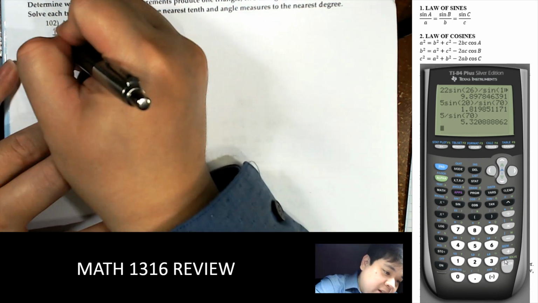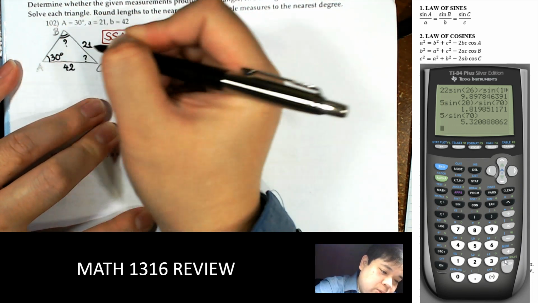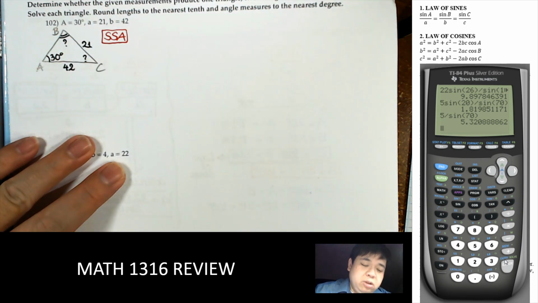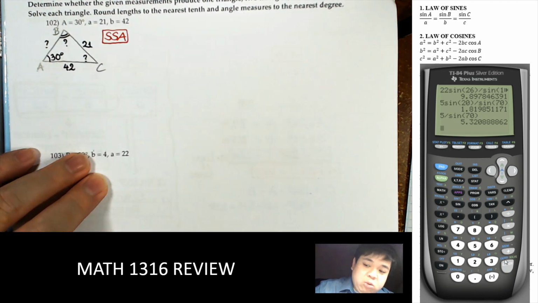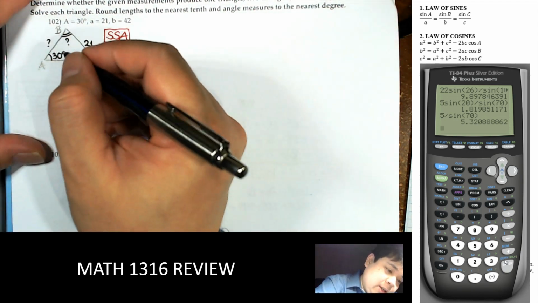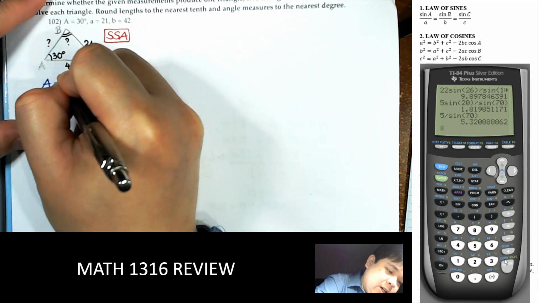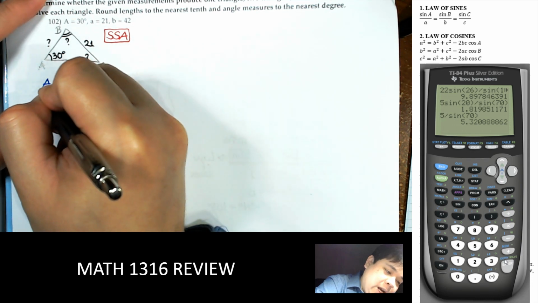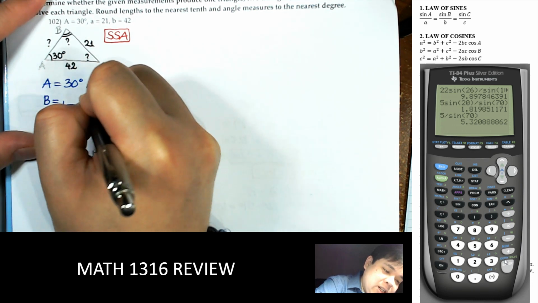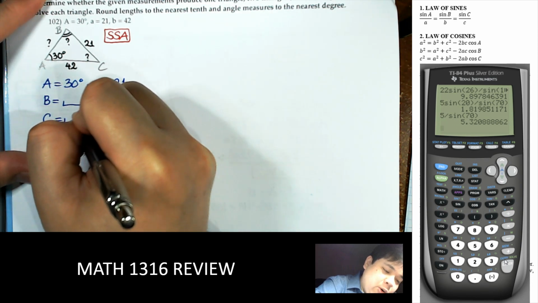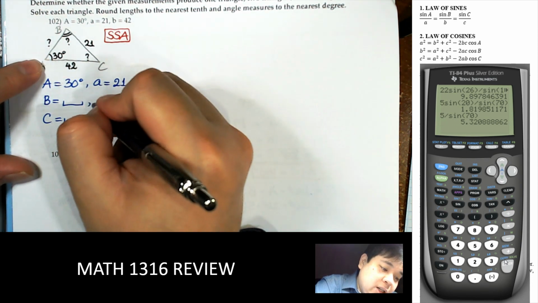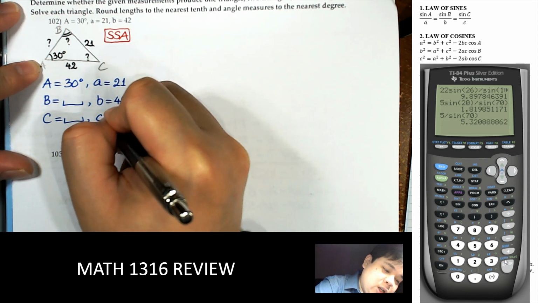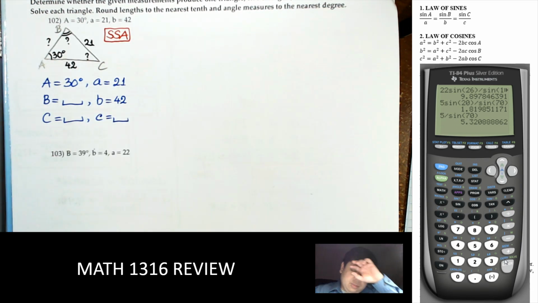So the angle here is unknown, the angle here is unknown. We're not going to use A plus B plus C equals 180 because we only know one angle, and we don't know side c. So let's write out what we have. A is 30 degrees, opposite to that little a is 21. Angle B, we don't know. Angle C, don't know either. We do know that side b is 42, and we do not know side little c.